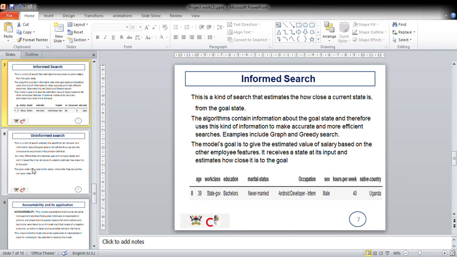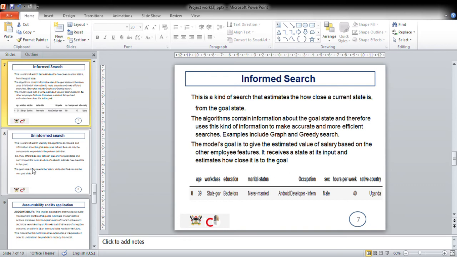We will go ahead to the informed search. This is a kind of search that estimates how close a current state is from the goal state. In this case, the goal state is the salary that is going to be estimated for a given employee, and then the current state is the information that is being fed into the model. When we feed in the age, that's the current state.